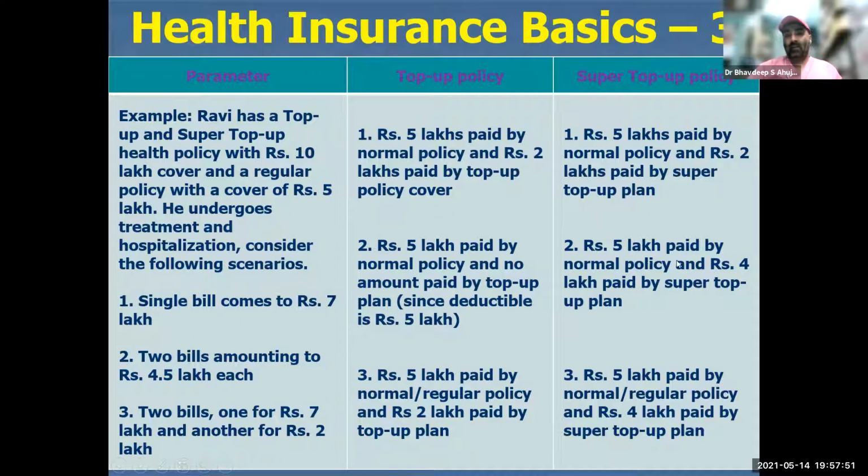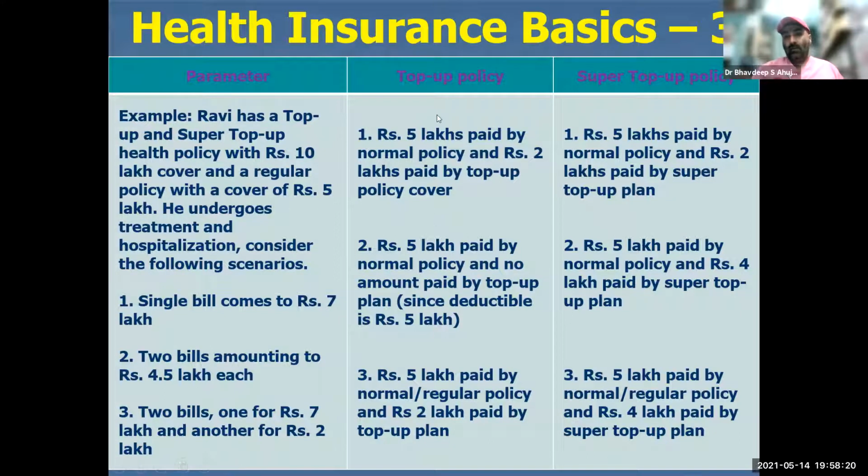It doesn't mind the multiple claims. Now the third situation: 2 bills, one for 7 lakhs, another for 2 lakhs. In this, again, because the 5 lakh deductible is breached, 5 lakh is paid by the regular plan and 2 lakh by the top up plan. And if you have just the super top up backup, 5 lakh is paid by the normal plan and 4 lakh is paid by the super top up plan. So this is the way things work.